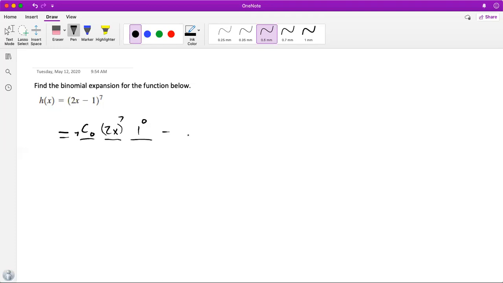Now I have to put a minus here because I have to alternate signs because of the negative. So I'm going to have 7 choose 1 times 2x to the 6th times 1 to the 1, plus 7 choose 2 times 2x to the 5th times 1 squared. I'm writing the ones here. Like I said before, I don't actually have to write them.